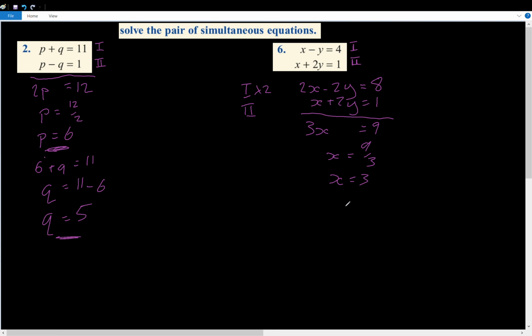And now in order to get a value for y, we're going to put this 3 back into one of the equations up here. So we'll go to equation 2 this time. Instead of x plus 2y equals 1, we're going to say 3 plus 2y equals 1. Which means 2y is equal to 1 minus 3. So 2y is equal to minus 2, which means y is equal to minus 1. And those are our values for x and y in question 6. And that is that.